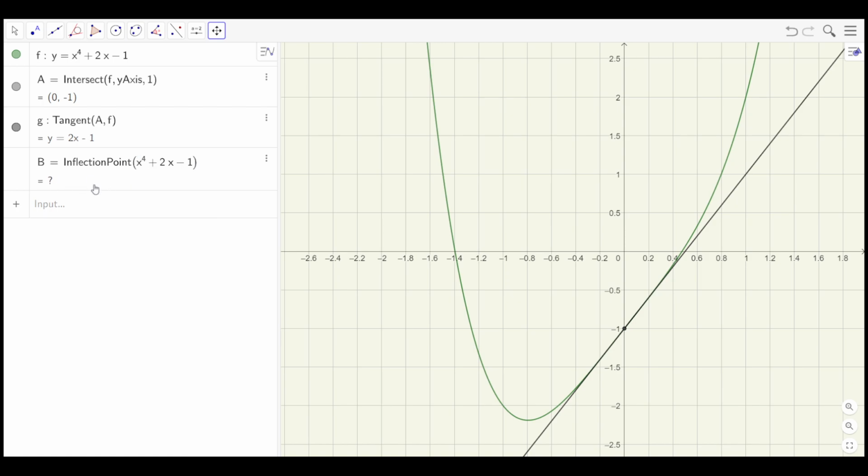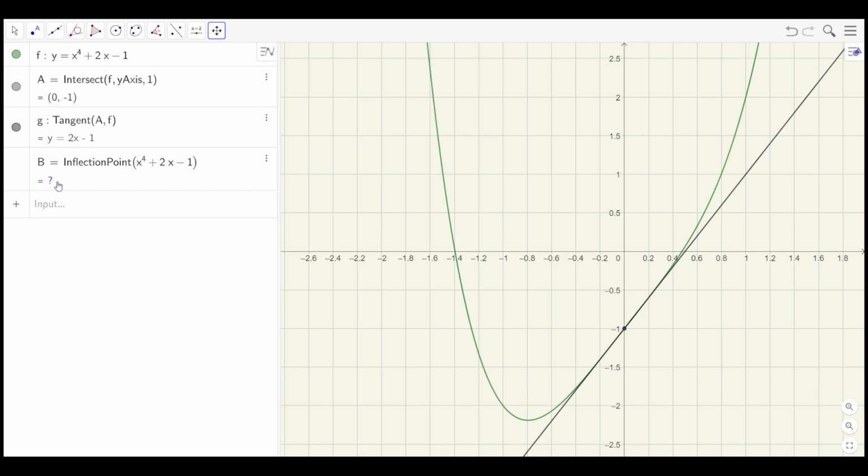So it doesn't understand. In the previous case, do you remember? It was again a question mark. In that case, we really did have an inflection point, but GeoGebra was not able to answer. It returned a question mark to us. In this case, it does not have any inflection point, but it is still returning a question mark. It was better to say there are no inflection points or something like that.